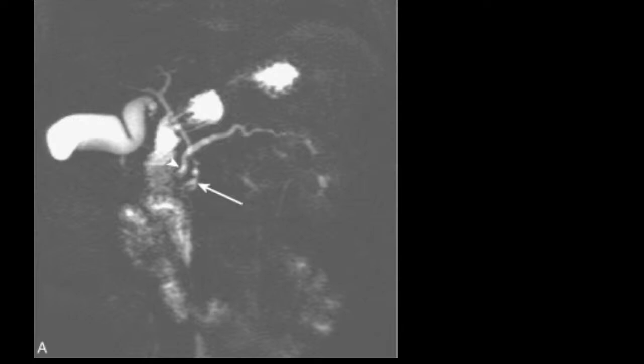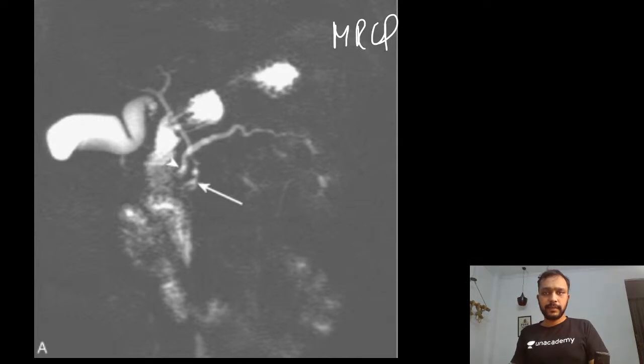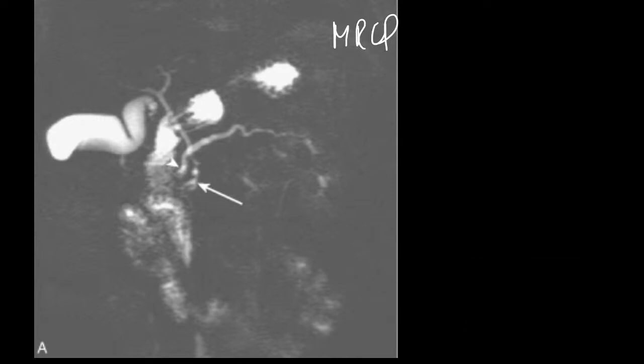What is the investigation that is being shown to you? Come on guys, what is the investigation that is being shown to you? Very good, Tanmay Gupta. The investigation that is being shown to you is your MRCP image. What is the abnormality that you are seeing in this MRCP image? Come on guys, what is the abnormality that you are seeing here?